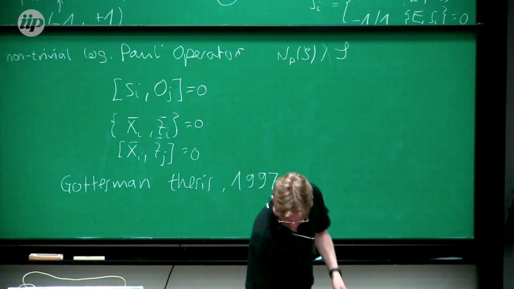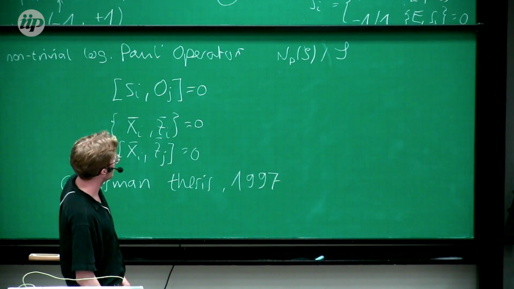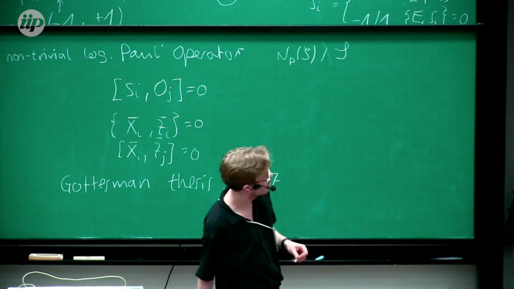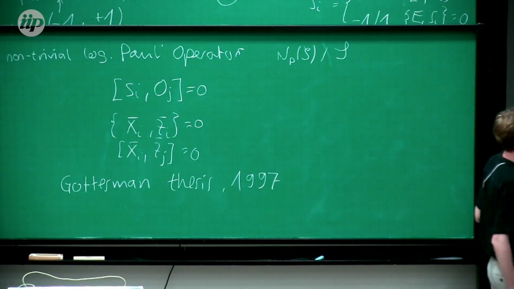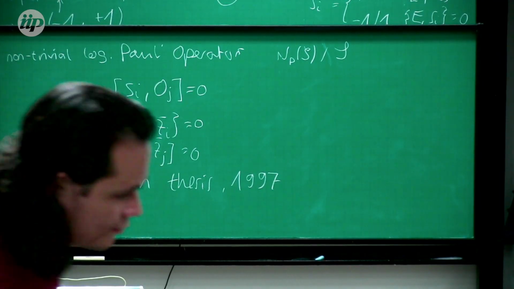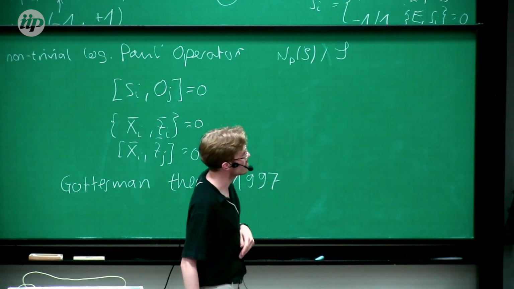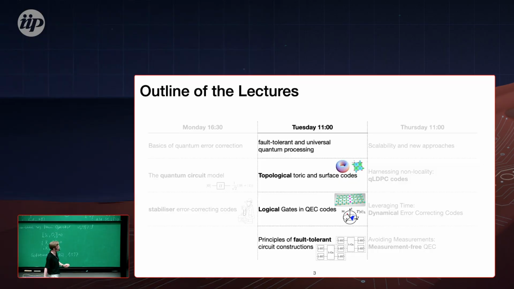All right. Today, this day is called fault-tolerant universal quantum processing. I, again, don't know how far we will come, and we'll probably shift the rest of it to Thursday, because there's two important things we want to cover today. First is so-called topological toric and surface codes.